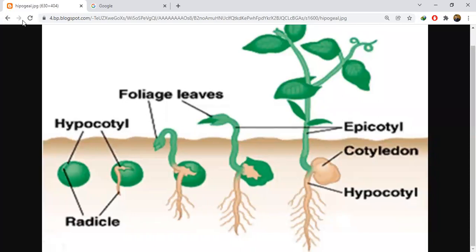Okay, with this, unit number 14, plant reproduction, is over. I will send you a short question set. You children answer them first.